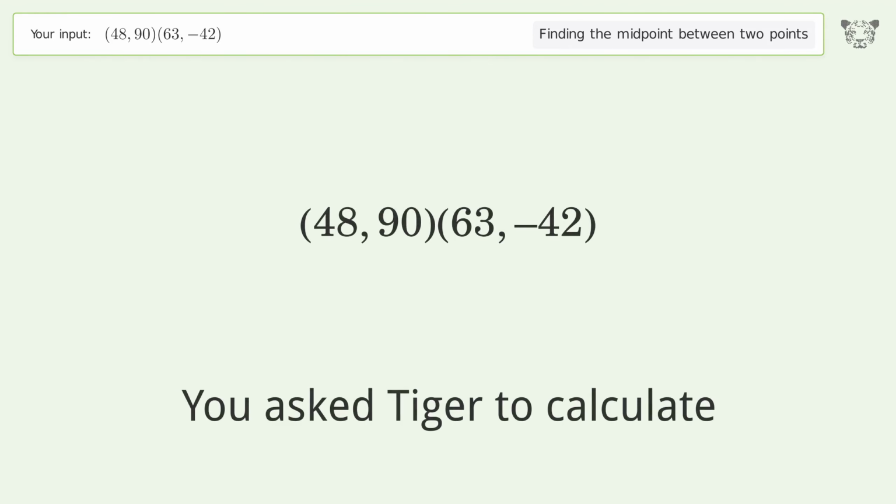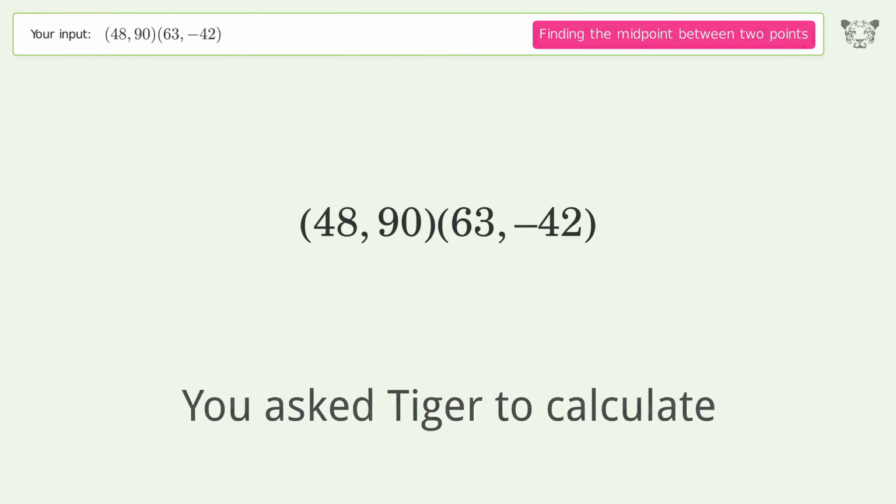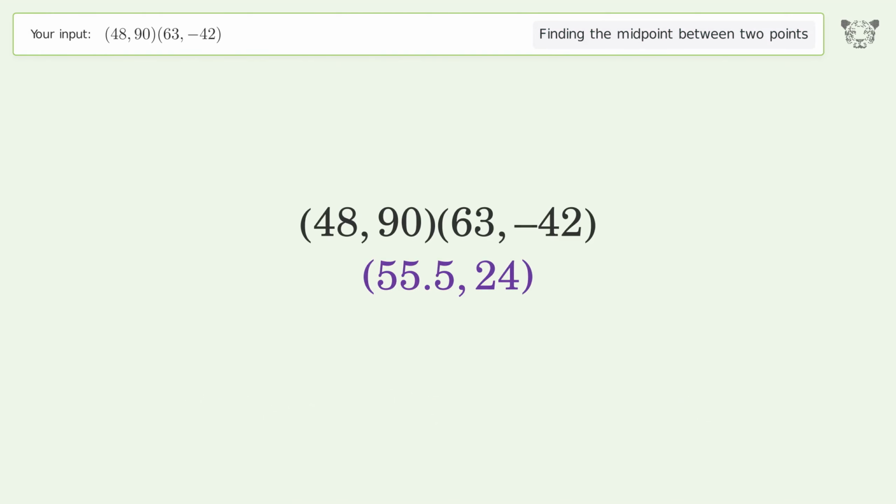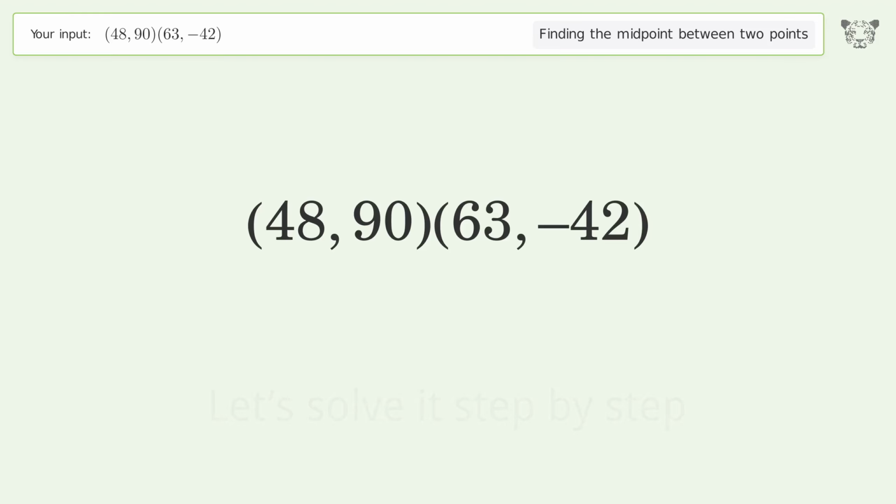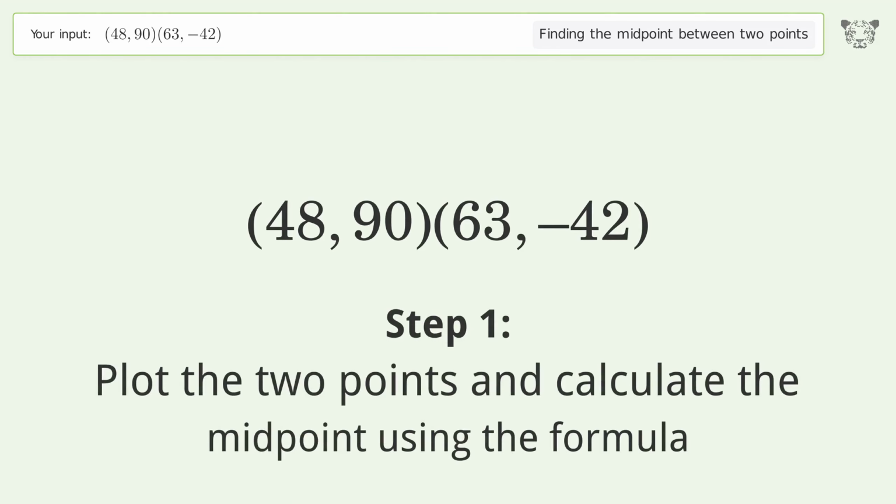You ask Tiger to calculate. This deals with finding the midpoint between 2 points. The midpoint between the 2 points is (55.5, 24). Let's solve it step by step. Plot the 2 points and calculate the midpoint using the formula.